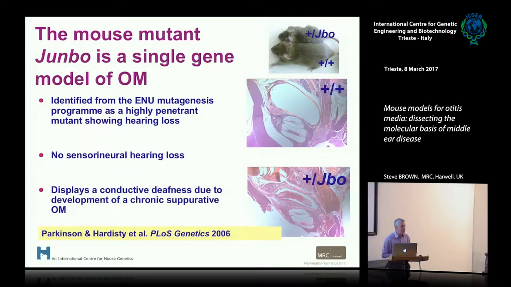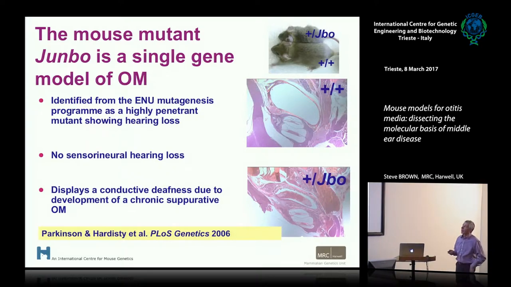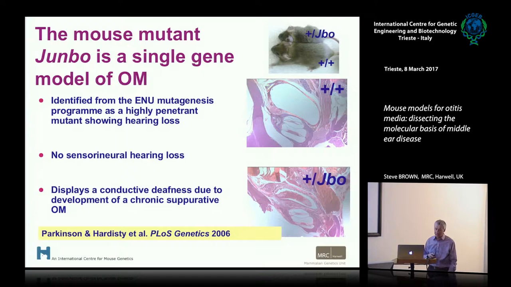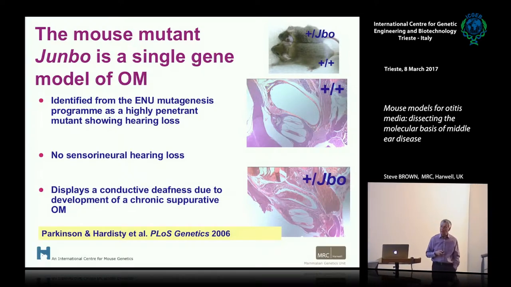So we found another model as we moved along, also from our ENU mutagenesis program, and this model is called Jumbo. This was identified by a Taiwanese student in the lab, and Jumbo, in fact, is the Taiwanese word for deaf. It's also a highly penetrant mutant showing hearing loss. There's no sensory neural hearing loss in this mutant. I should have emphasized that that's true for Jeff as well. And this also displays a conductive deafness due to the development of a chronic suppurative OM. You can see here the middle ear is full of pus and fluid that's preventing these mice from hearing very well. So this was another mutant of otitis media, again published way back in 2006.